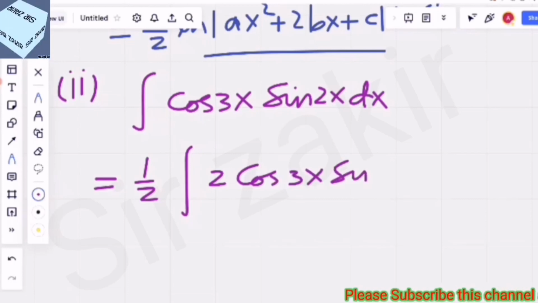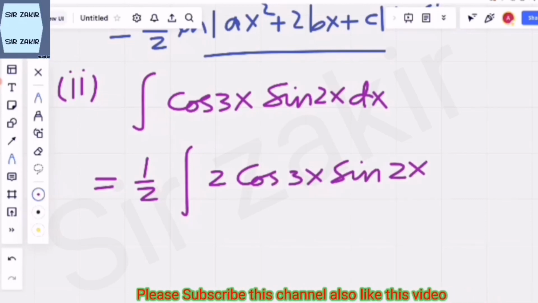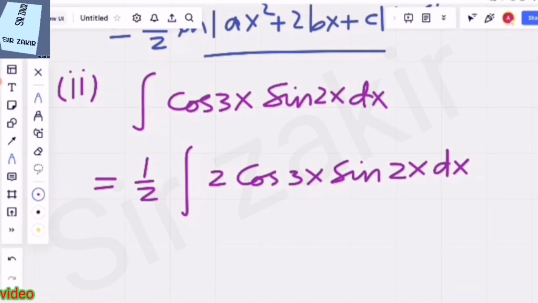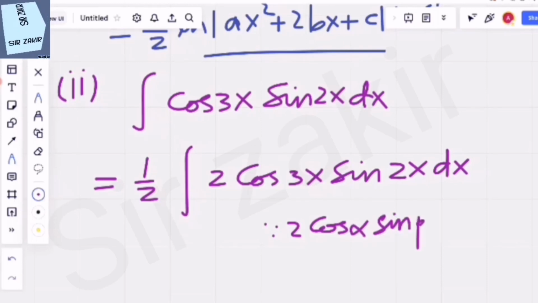We multiply by 2. It is 2 cos 3x sin 2x dx. Then it is 2 cos sine. What is 2 cos sine equal to? We know this formula, the product to sum formula. So 2 cos alpha sin beta. 2 cos sine is equal to sine minus sine.